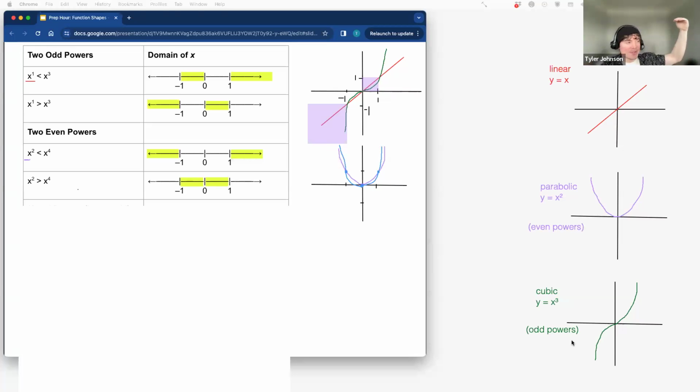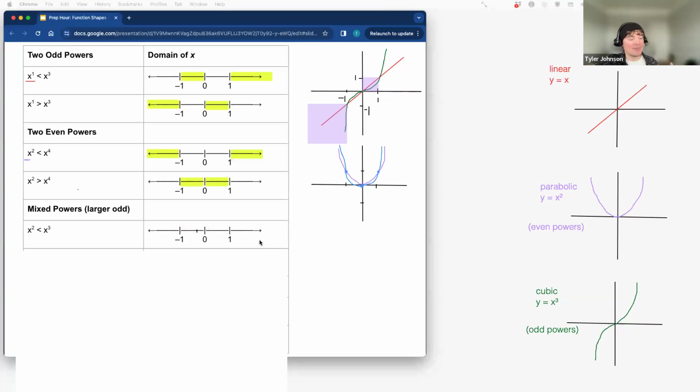Okay, so we've seen what happens when I'm comparing two different odd powers and then two different even powers. Now I want to look at the case where I'm mixing an even and an odd. So the first variant here would be I have a square versus a cube. In other words, my odd power is the larger magnitude of the two.